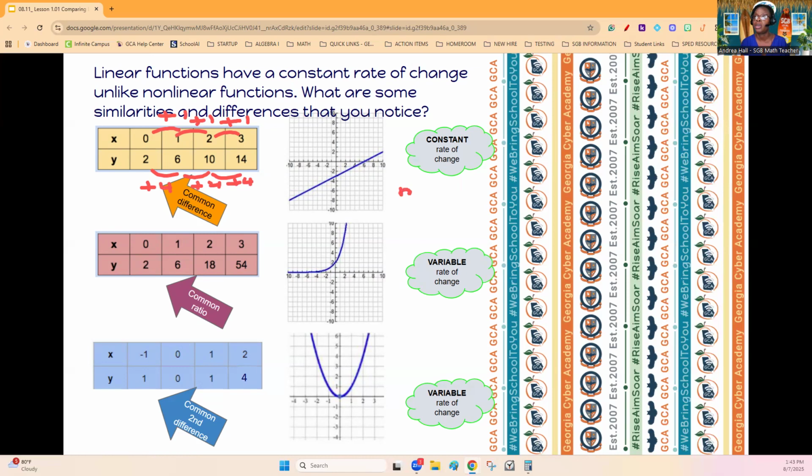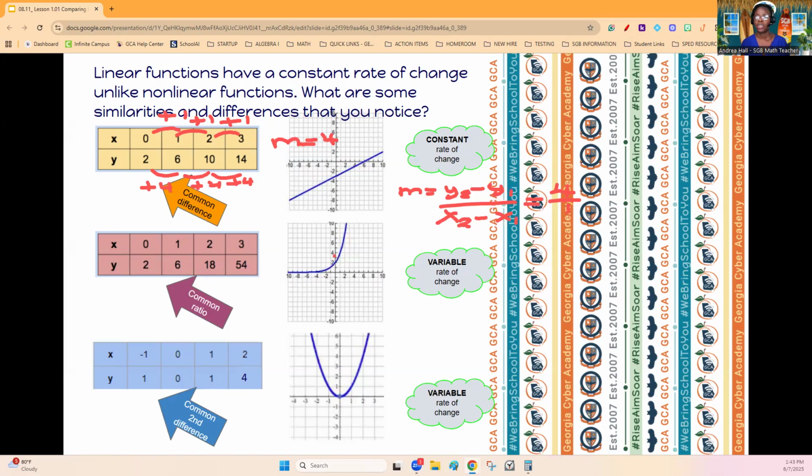So the slope here, remember, slope is y2 minus y1 all over x2 minus x1. That's from middle school. So if you subtract the change in y, that's going to be 4 over 1. Okay. So slope m equals 4. So it has a constant rate of change.